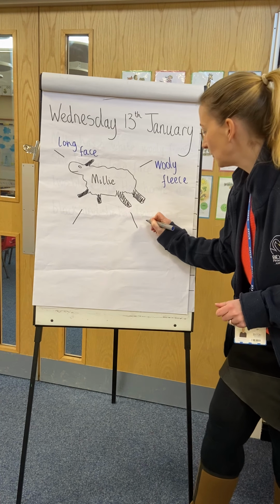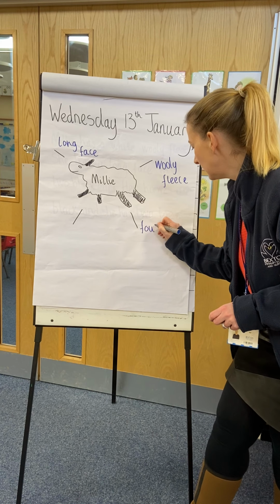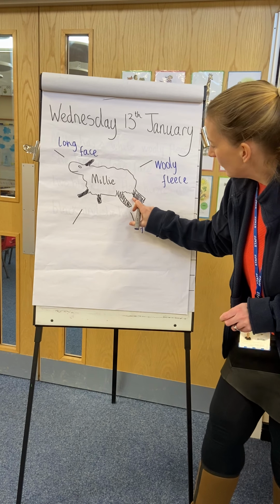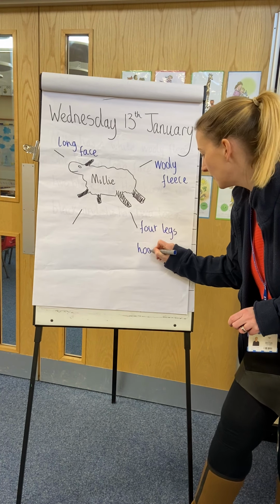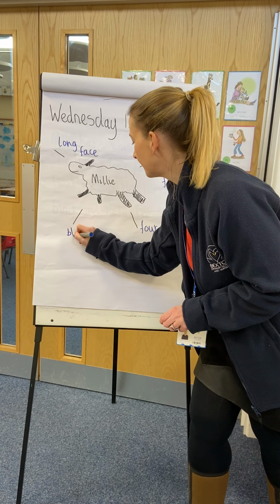And here, she's got how many legs? 1, 2, she's got 4 legs. And when I think of a sheep, at the bottom, that we call it hooves, so we could always just add that word at the bottom. And I'm going to have black ears.